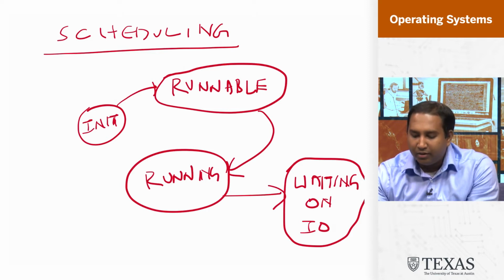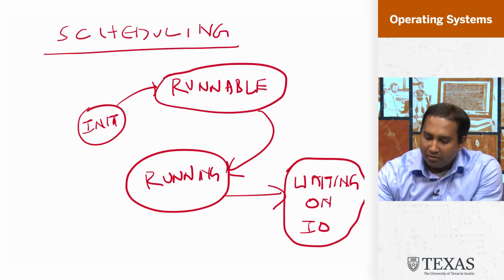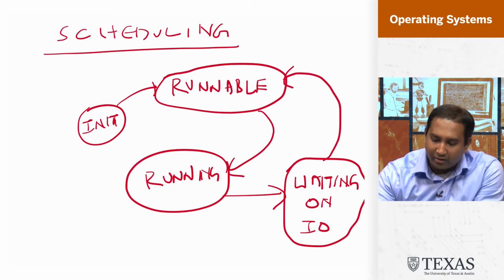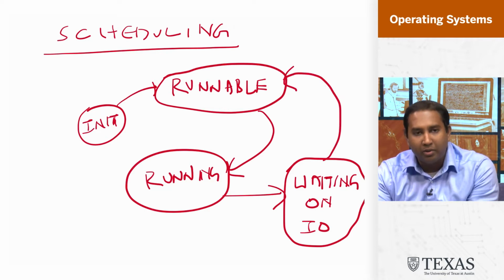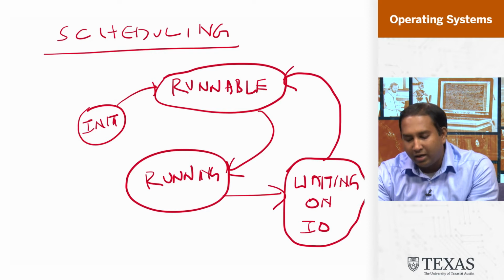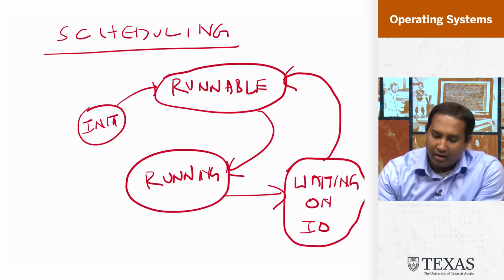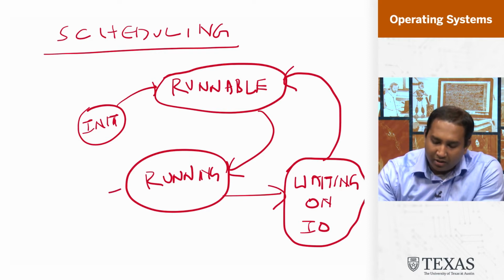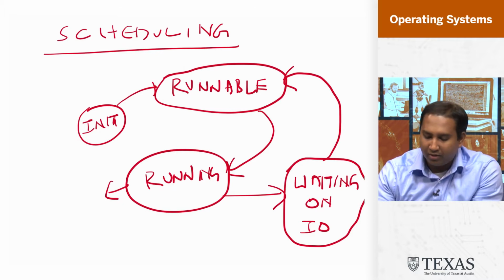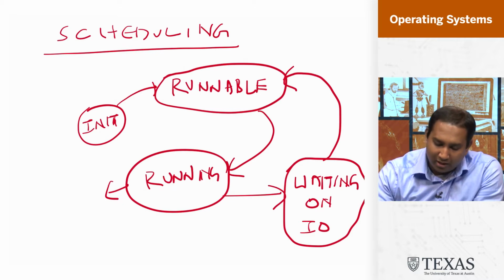The process is waiting on I/O, and sometimes the I/O finishes, and now the process is unblocked. When the process is unblocked, it goes again into the runnable state. So it's now eligible to be run again, and from that state, it once again goes to running. And once the process is finished running, it's done. Sometimes it ends up in what we call a zombie state.